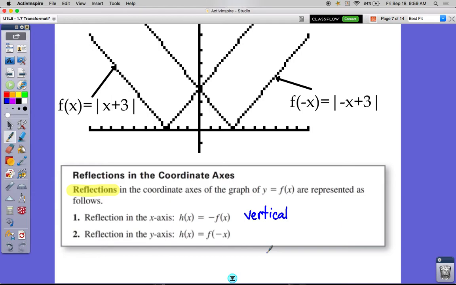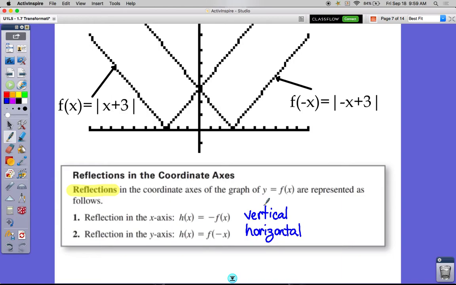A reflection in the y-axis, that is going to go from left to right, or right to left, happens inside the function. A reflection over the y-axis is a horizontal reflection. That is affecting the x value. So what used to be a positive x becomes a negative x. For vertical, what used to be a positive y becomes a negative y. So it is reflecting over the x-axis but affects the y values.